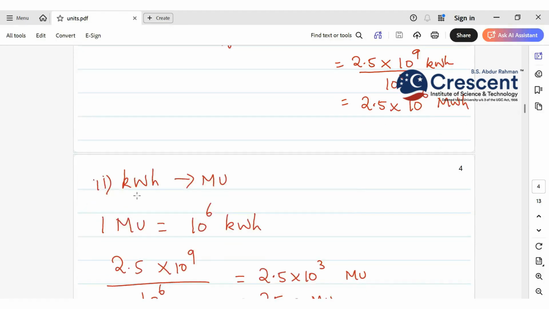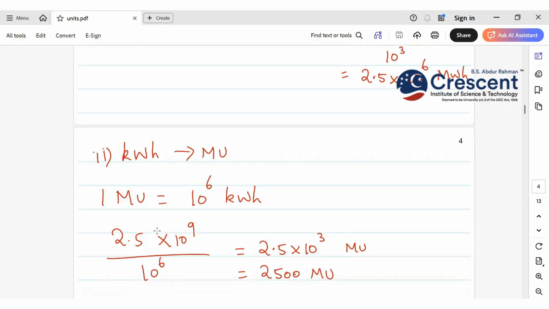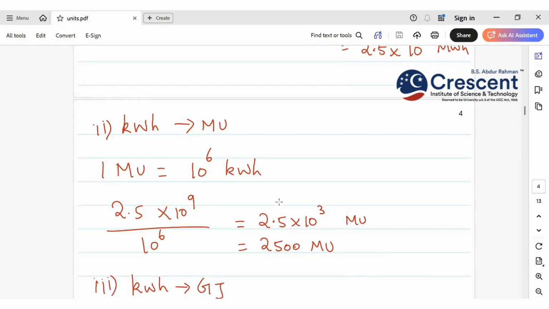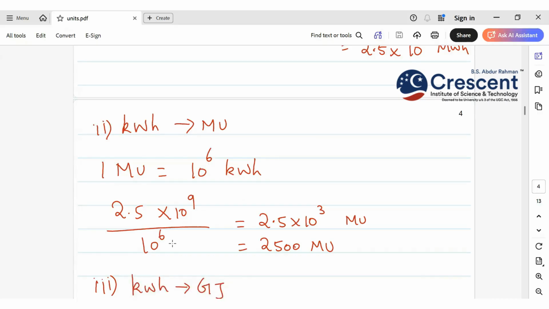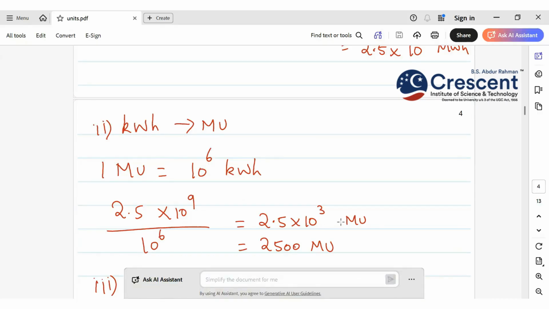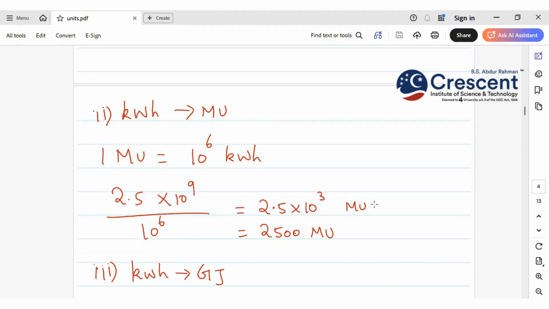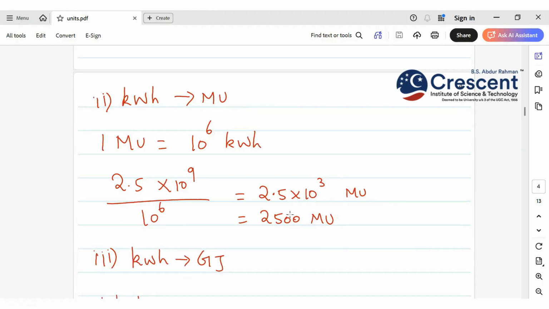First, we need to convert this into million units. We know 1 unit is 1 kilowatt hour, right? So 1 million unit is 10 power 6 kilowatt hour. If you divide this megawatt hour by 10 power 6, you get 2.5 into 10 power 3 million units, or simply saying 2500 million units.